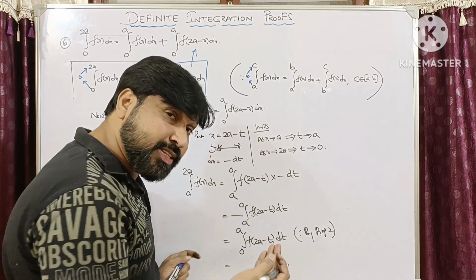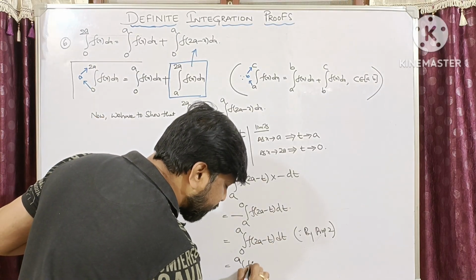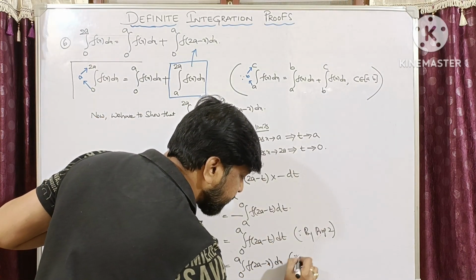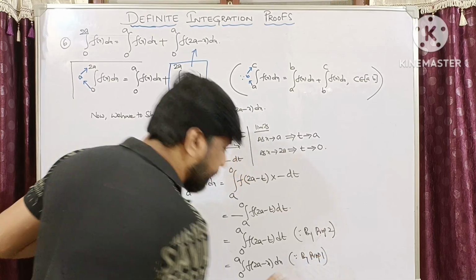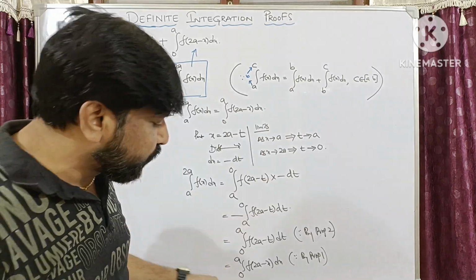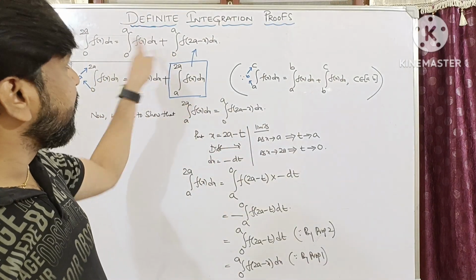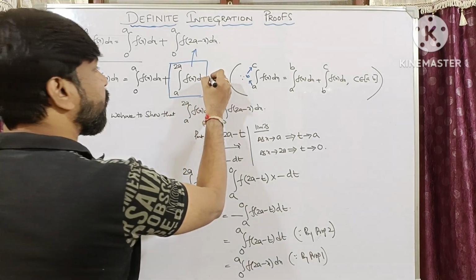So what is the next step? Everything in terms of t we can change in terms of x. So this is integral 0 to a f of 2a minus x dx, by property number 1, the very first property. I hope you understood. Now integral a to 2a f of x dx becomes integral 0 to a f of 2a minus x dx. Whenever you change this as this, our proof gets overwritten. So let it be called equation number 1.